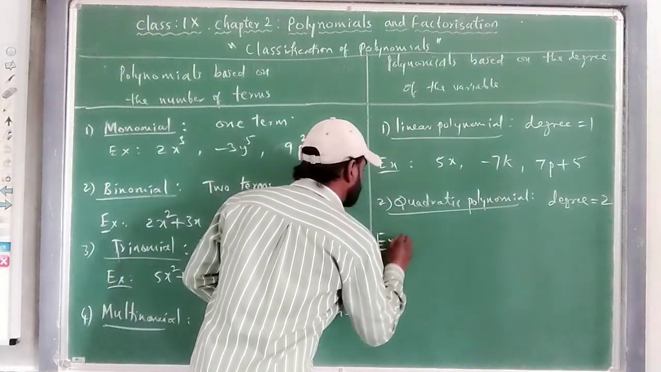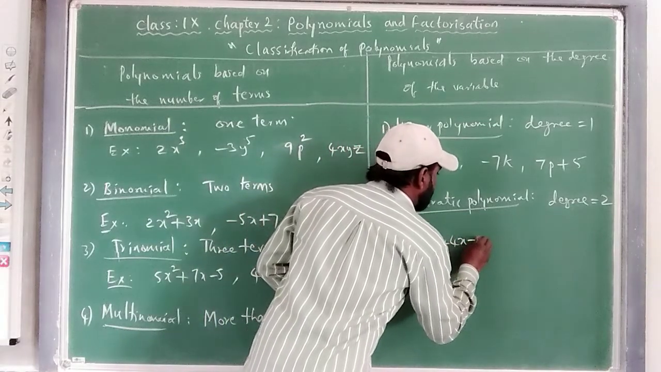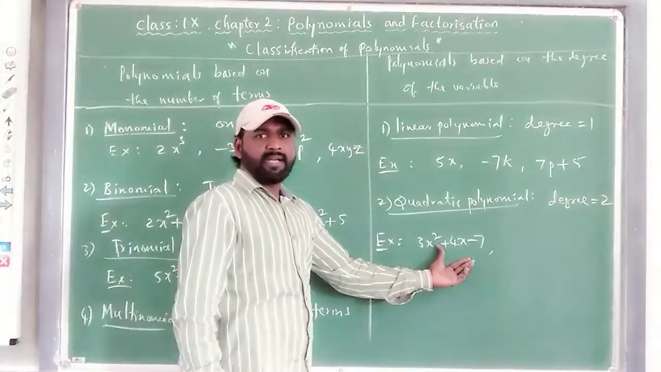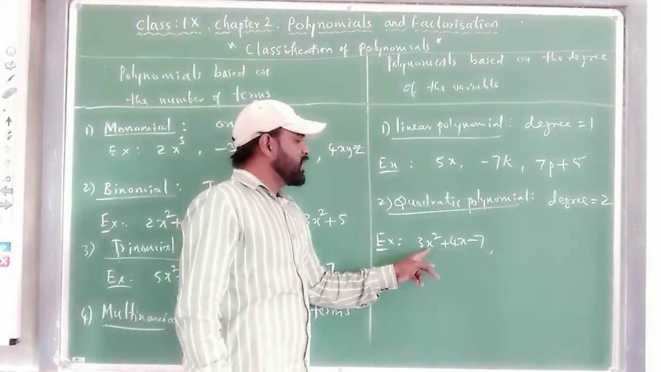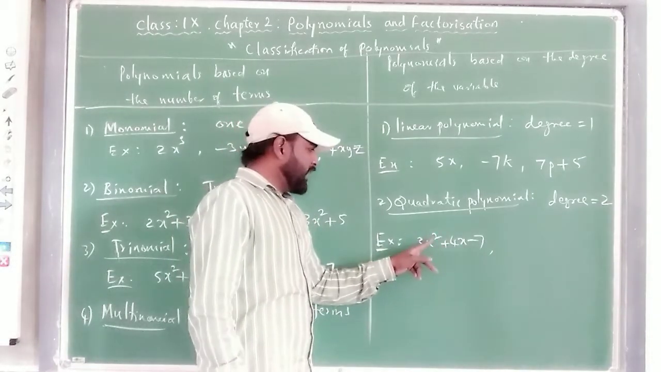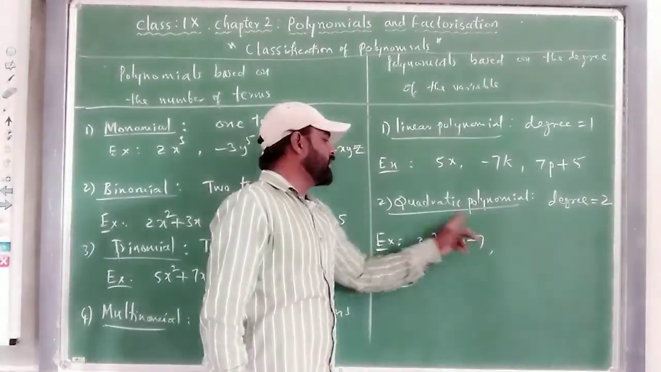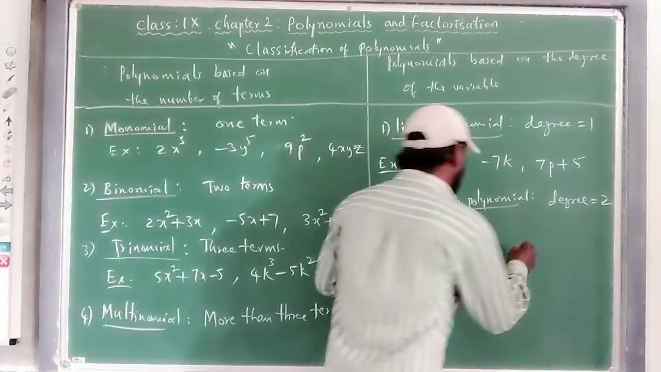For example, 3x square plus 4x minus 7. Here there are 3 terms. Number of terms doesn't matter here. Here it is the degree of the variable. What is the variable? x is the variable. Its degree here is 2, here it is 1, here it is 0. But the highest degree in the entire expression is 2 only. So it is a quadratic polynomial.